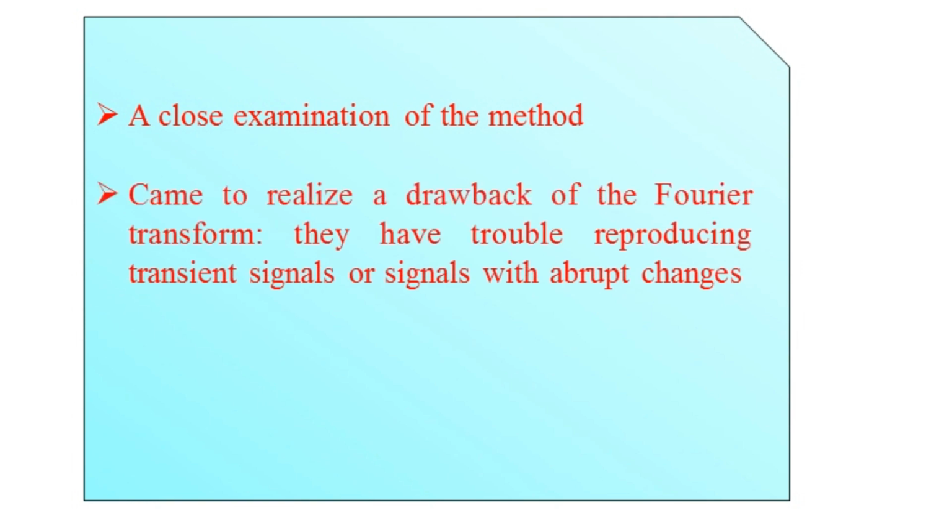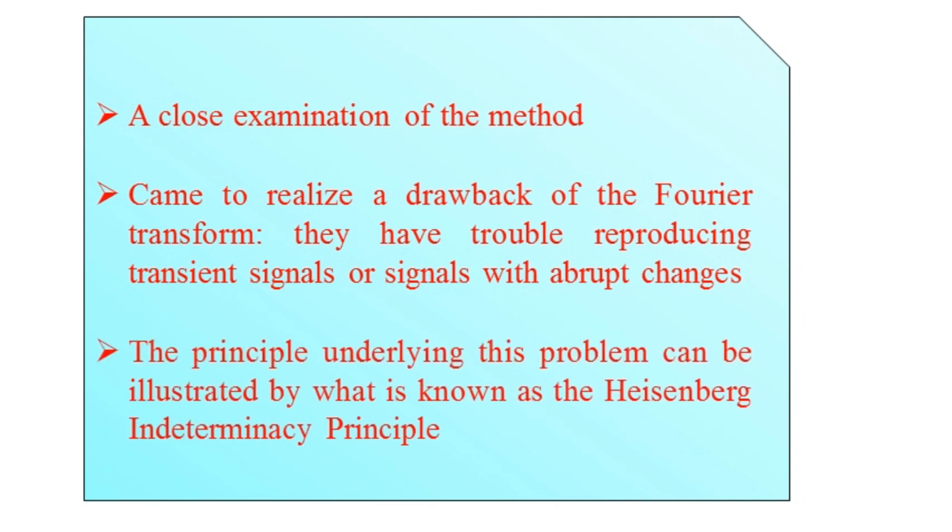So thereupon it was observed that the drawbacks of the Fourier tool are also there, that they have trouble reproducing the transient signals with abrupt changes. The transient signals, or the signals with abrupt changes, you can call them here. So the principle underlying this problem can be illustrated by what is known as the Heisenberg uncertainty principle here. So here we have the next topic in the same chapter, titled Heisenberg uncertainty. The details we shall definitely discuss here.